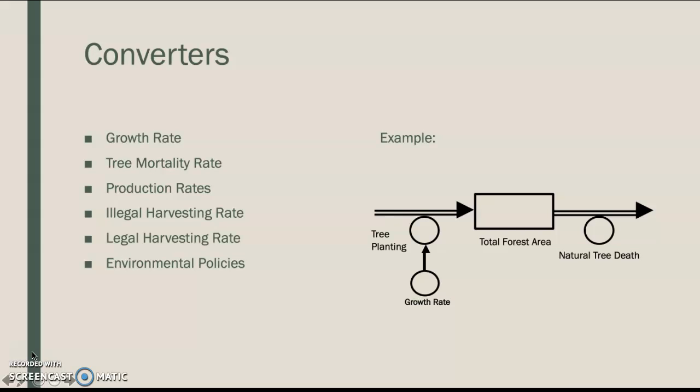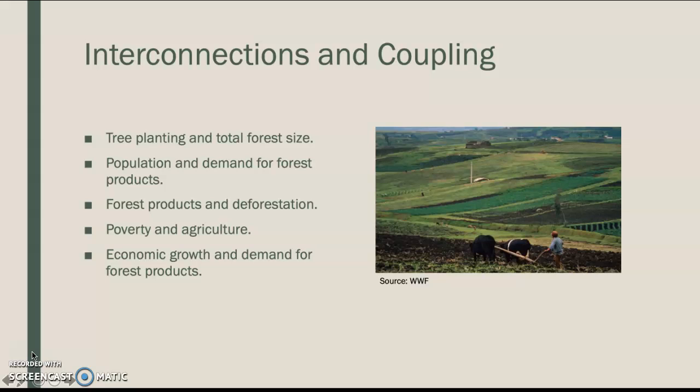The third component is a converter. In a systems model, a converter holds information about the system that affects the rate of flows. The converters in this model are tree growth, tree mortality rate, production rates, environmental policy, and the legal and illegal harvesting rates. Converters are also represented by circles. The final components are the interconnections and coupling. Interconnections are used when one component of the system needs information from another, and coupling is what that interconnection is called.